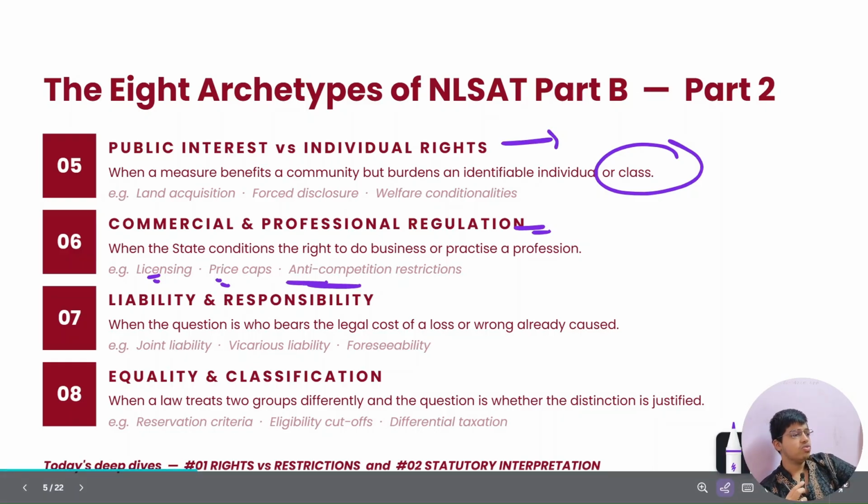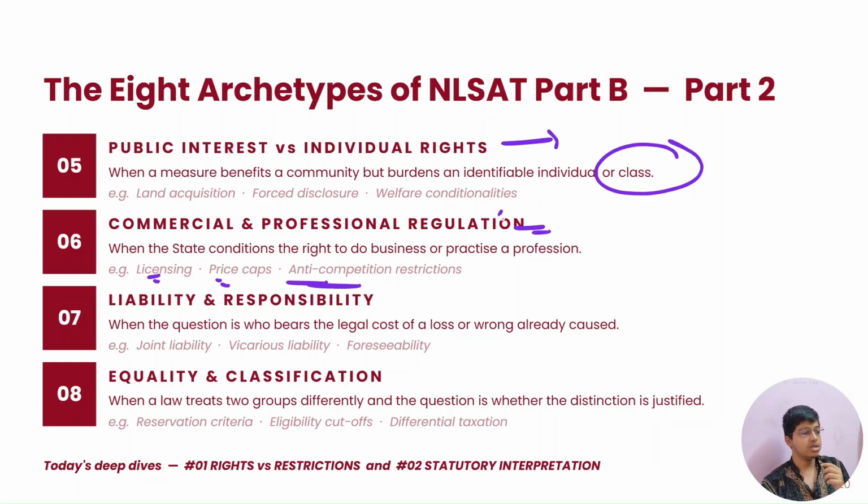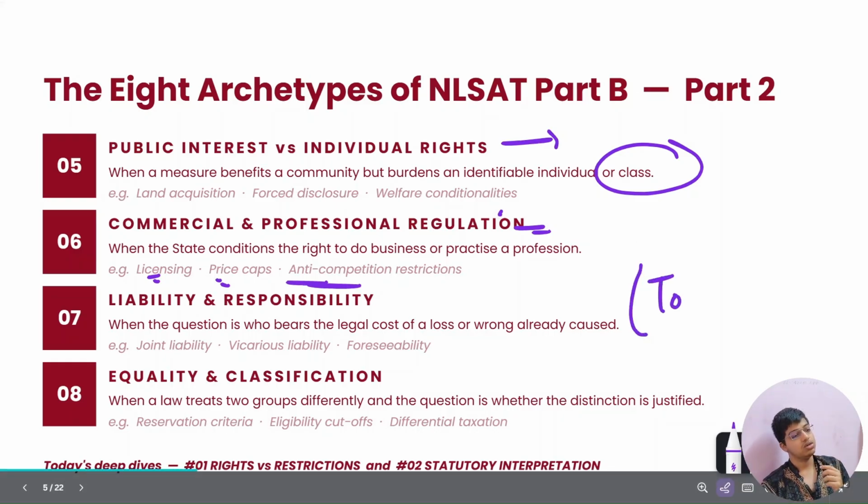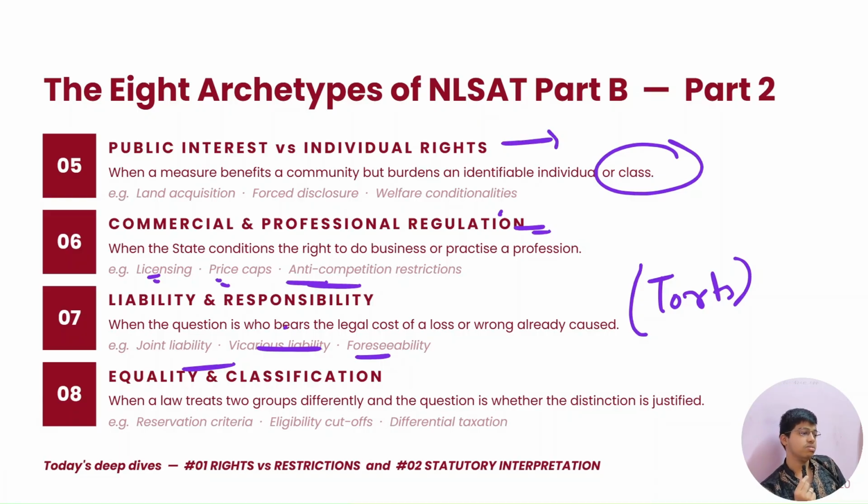Then we move on towards liability and responsibility, when the question is who bears the legal cost of a loss or a wrong already caused. It is a complete tautology thing. When I teach this in class, I easily take 2 lectures. Vicarious liability, foreseeability, joint liability. Previously we saw harm and so on and so forth. All of these things come here. Equality and classification, the entire affirmative action thing is more of an essay law topic, but if we discuss it herein, this will do our job as well.